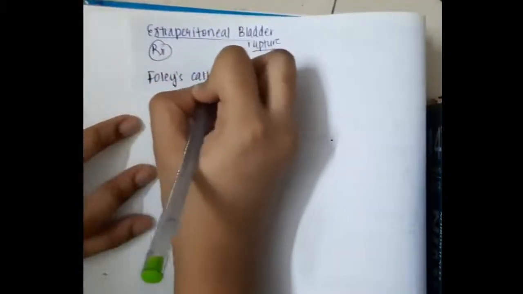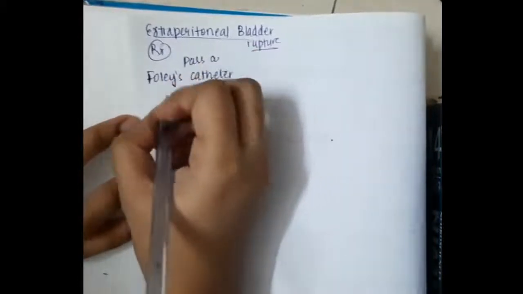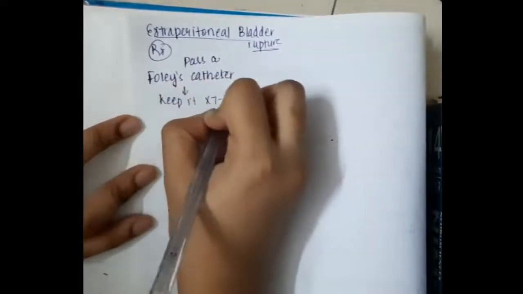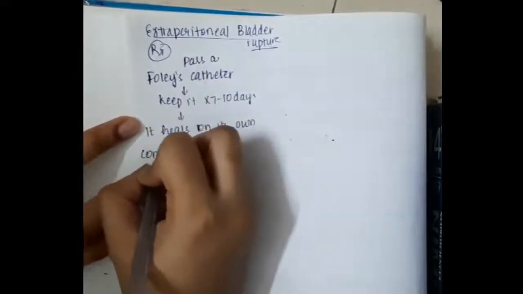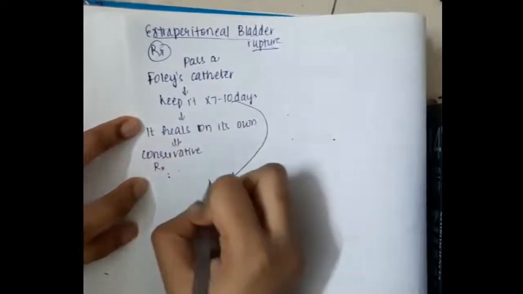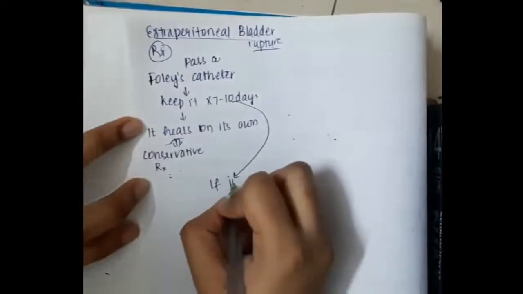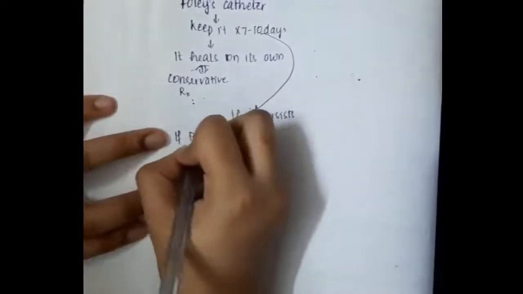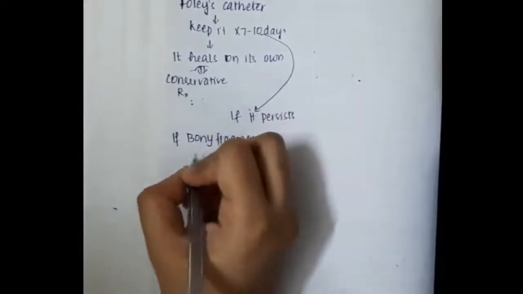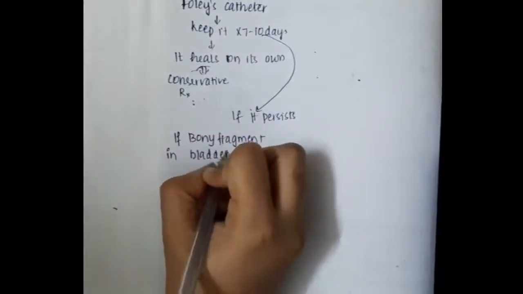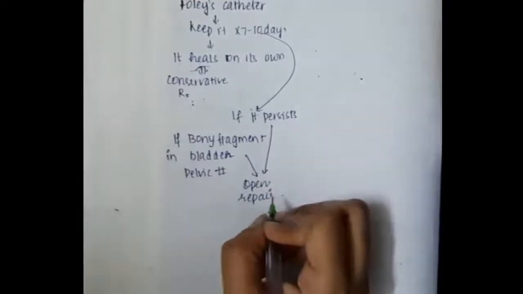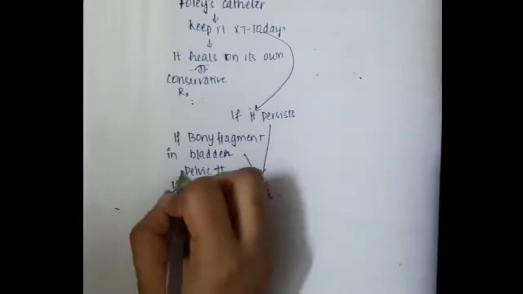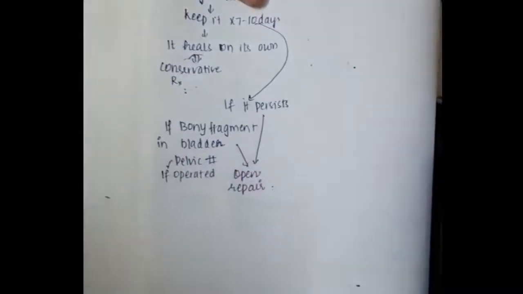Next, the treatment of extraperitoneal bladder rupture: first and foremost, pass a Foley's catheter and keep it for 10 to 12 days. Then the injury will heal on its own, so it is just conservative treatment. But if even after 7 to 10 days of catheterization the injury persists, or if there is a bony fragment in the bladder from the pelvic fracture, then you will have to do an open repair.